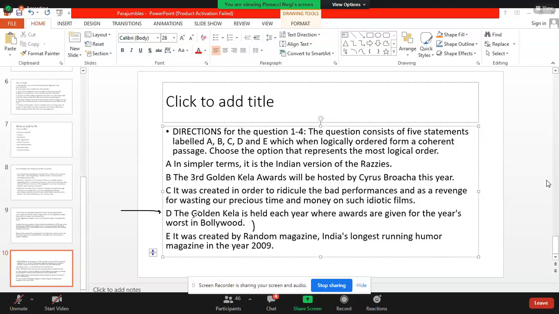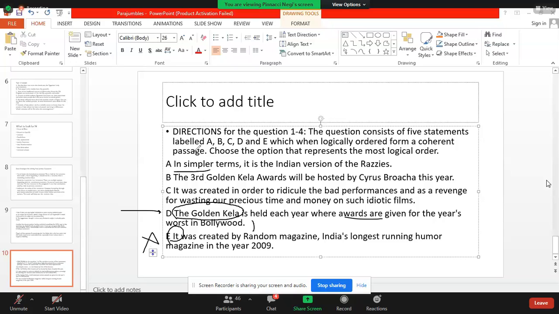So here they are introducing the term the Golden Kela, that what it is, right? They also tell what they are, right? Now, what I notice is, students, please focus on what I'm saying. Answer option E cannot be your opening sentence. When you're scanning for the first sentence, E cannot be your first sentence, because your paragraph can never begin with it was created by random magazine. What was created? You have to reveal the subject, right?